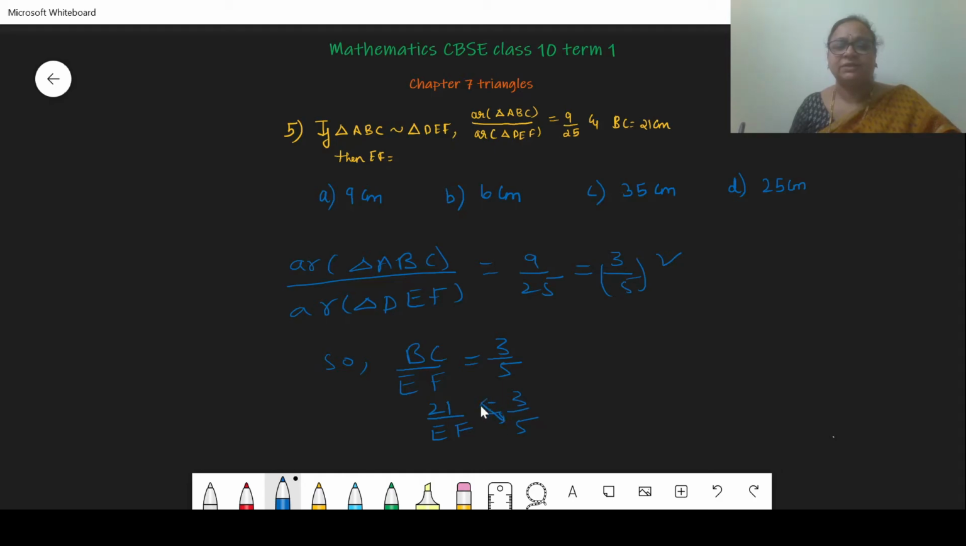Now cross multiplication. So EF is equal to 21 into 5 by 3. 3 in 21, 7 times. So 7 5s are 35. So option C, 35 centimeters.